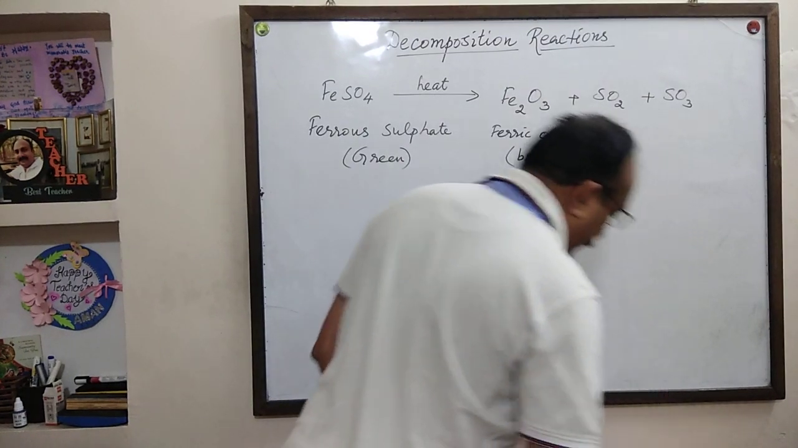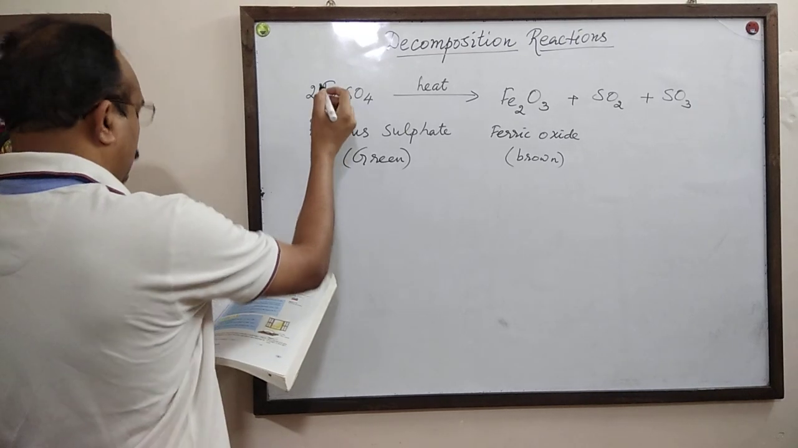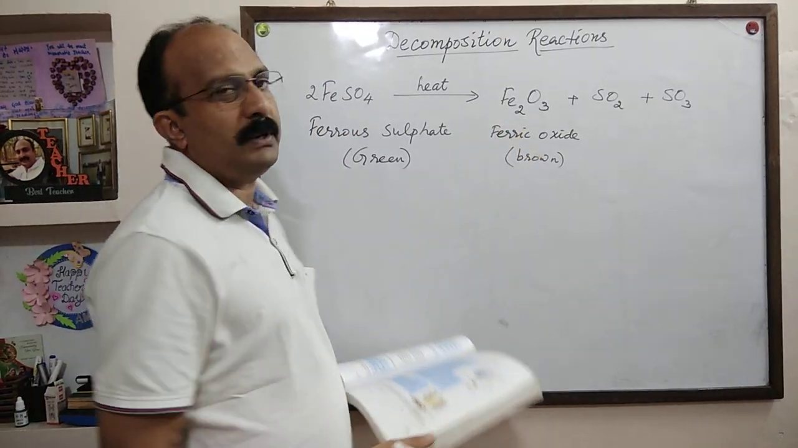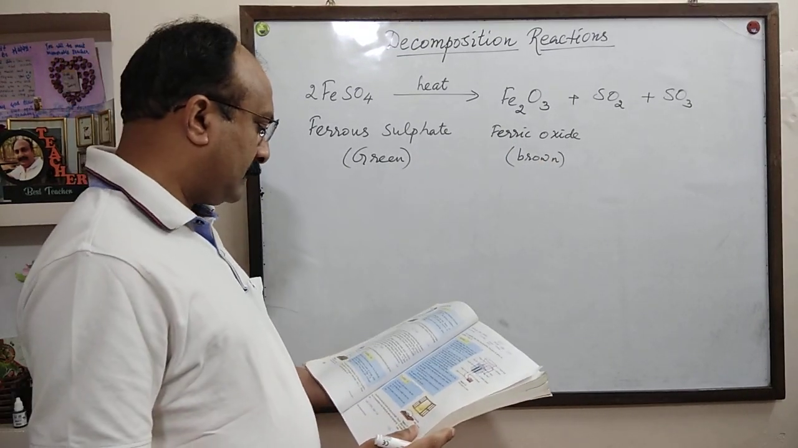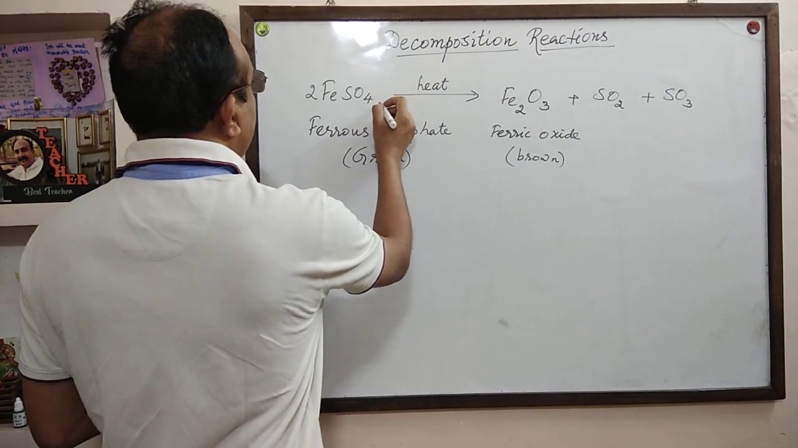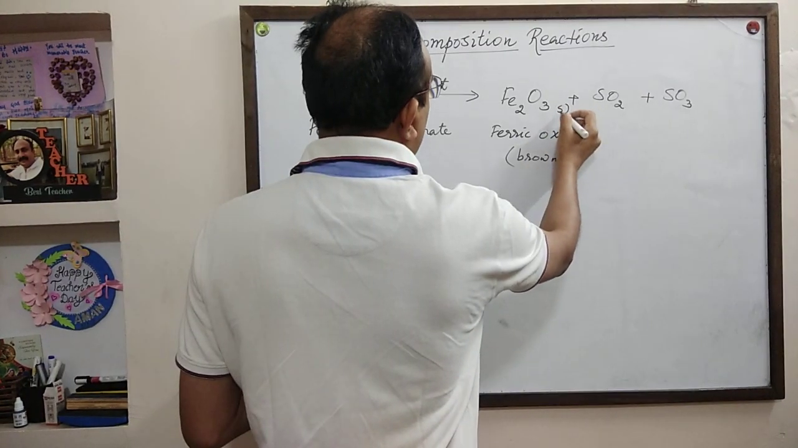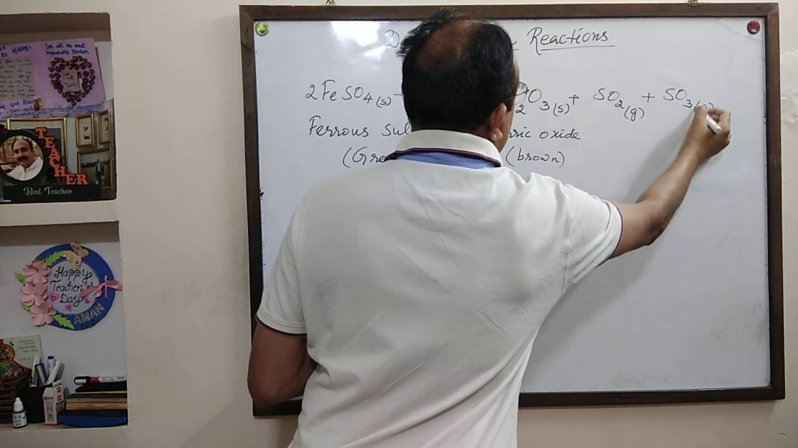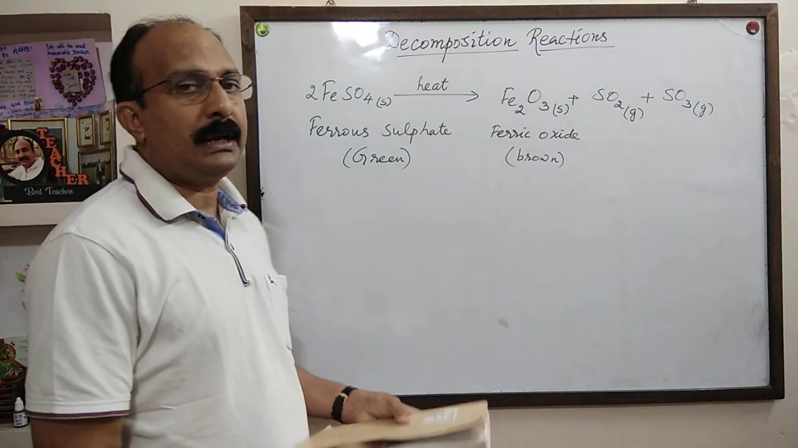So we can conclude, if you want to balance it, it is 2 FeSO4 gives Fe2O3 plus SO2 plus SO3. Now you can see it is balanced on both the sides. So this is an example of decomposition reaction. FeSO4, ferrous sulfate, is solid crystal. This will also be solid, and these two are gases. SO2 and SO3 are gases.